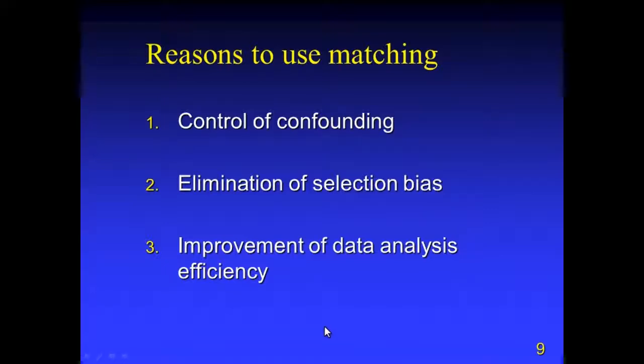So there are 3 reasons that you might consider using matching. The one that everybody seems to cite most of the time is control of confounding, but there are a couple of others: elimination of selection bias and improvement of data analysis efficiency. So I'm going to talk about each one of these separately.